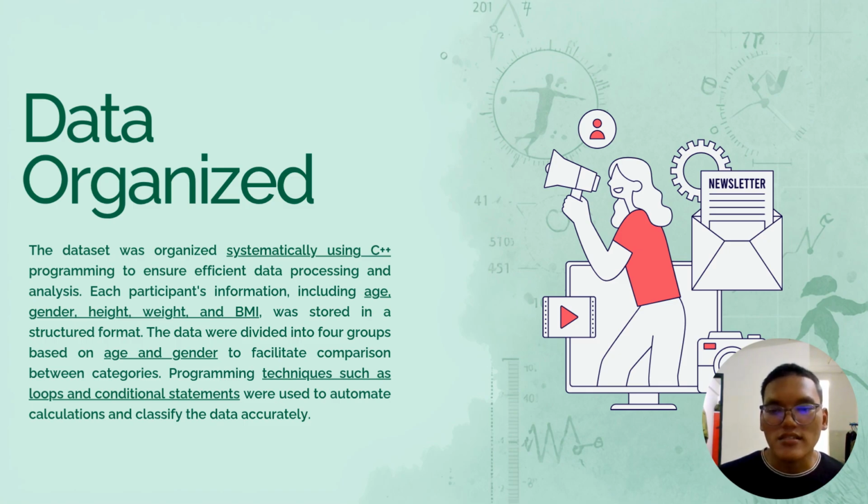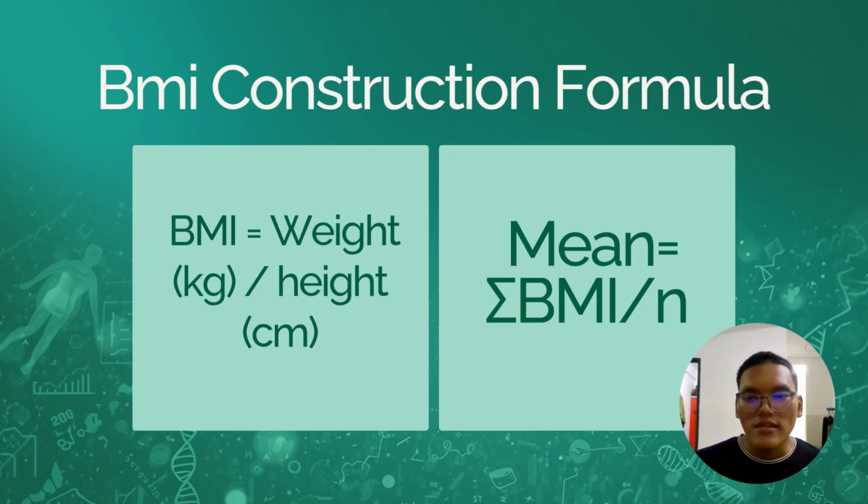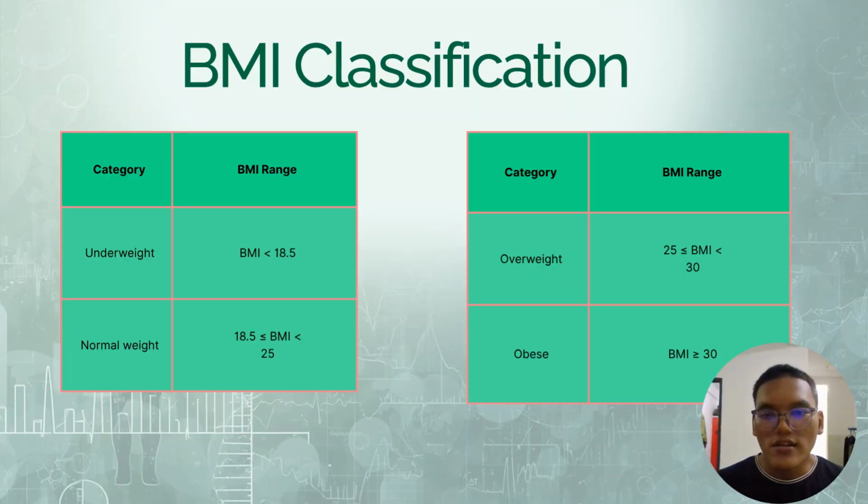Techniques such as loops and conditional statements we put in the coding to automate the calculation and classify the data accurately. This is the BMI formula, which is BMI equals weight in kg divided by height squared. There are 4 categories in BMI classification, which are underweight, normal weight, overweight, and obese.